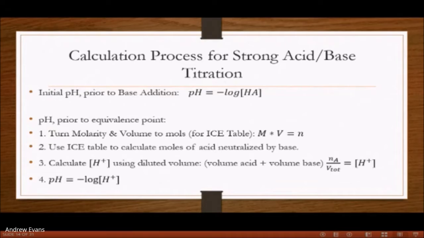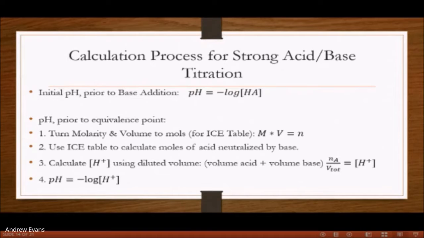So when we treat the initial pH prior to titration, if it's just acid and no base is added, strong acid completely dissociates. All we have to do is take the negative log. Because there's no base, we don't have to change the molarity. It's just negative log, and that gives us our pH. However, once we start adding the base, now we have to use an ice table, and we're going to have to break it down into these 4 steps.